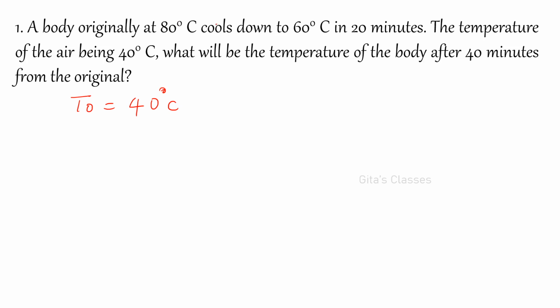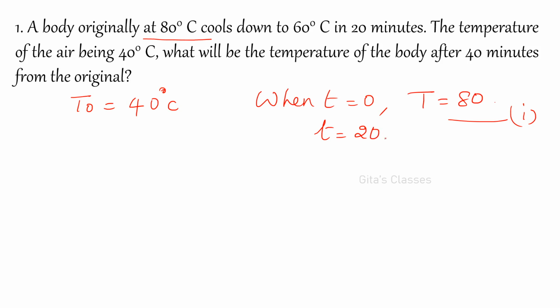So what are the other conditions? A body originally at 80 degrees. So when t is equal to 0, capital T is equal to 80. This is condition 1, the first condition. And the second condition is cools down in 20 minutes. So when small t is equal to 20, that is after 20 minutes, the temperature of the body reaches 60 degrees. So this is the second condition.